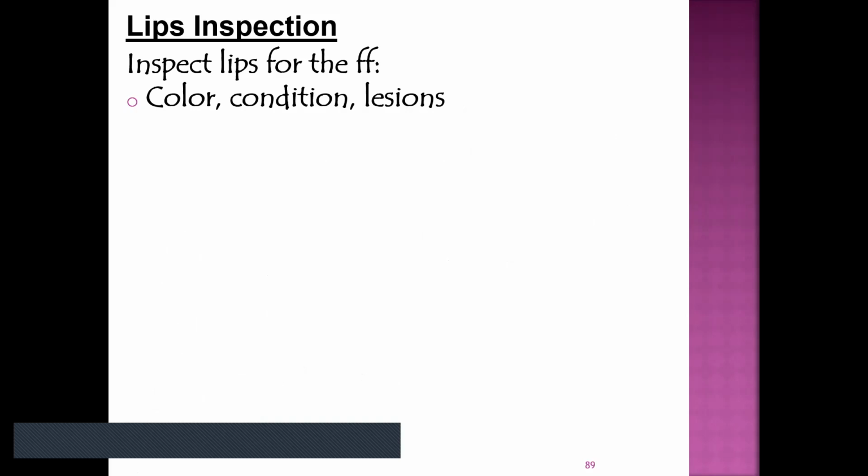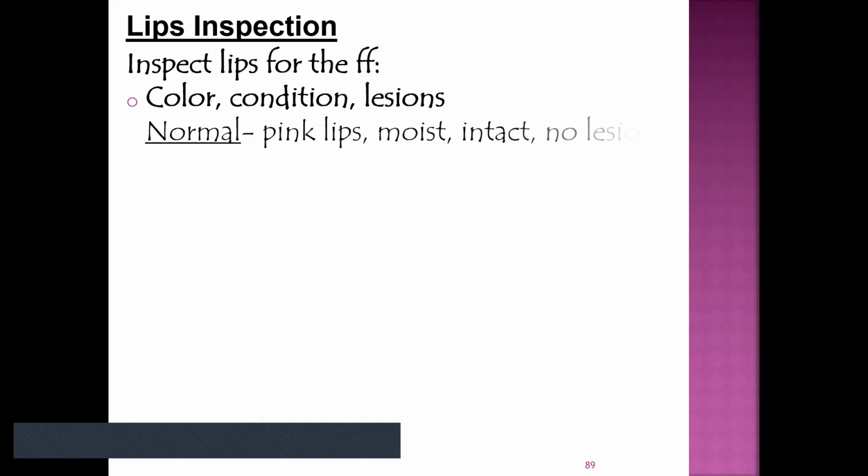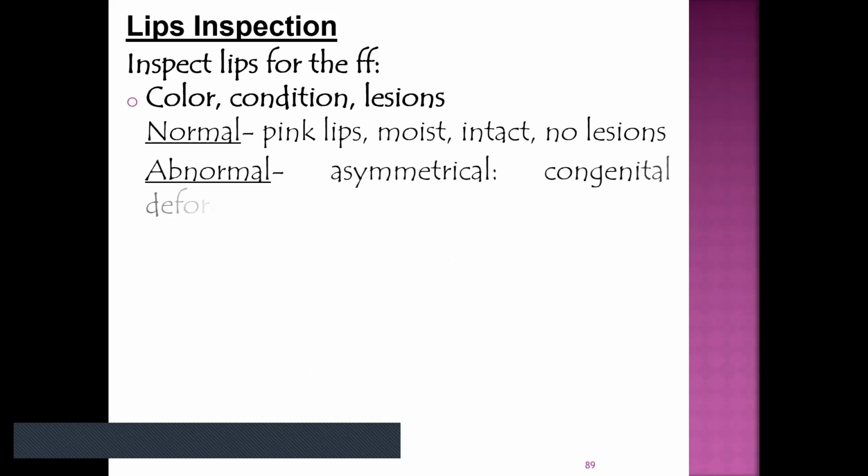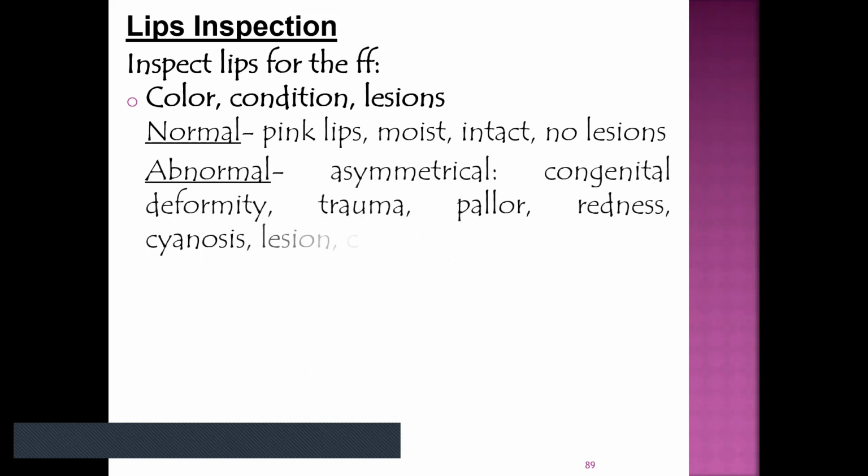Okay, next. In terms of inspection of the lips, you check for the color, the condition, and lesions. So what is normal? It is pink, moist, intact, and has no lesion. But what we are looking for that is deviated is that it might be asymmetrical lips. This one is lower than this one, or this one is bigger than this one. Okay? Quite obviously, it's not symmetrical.